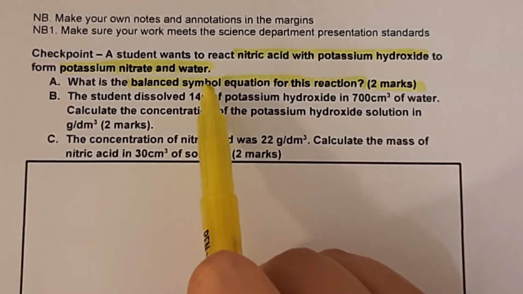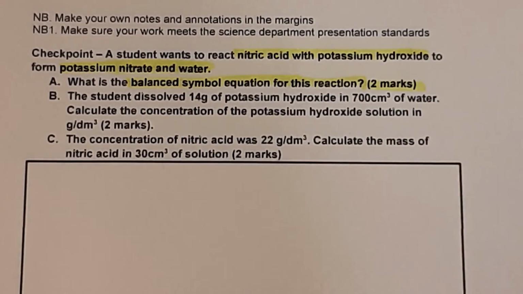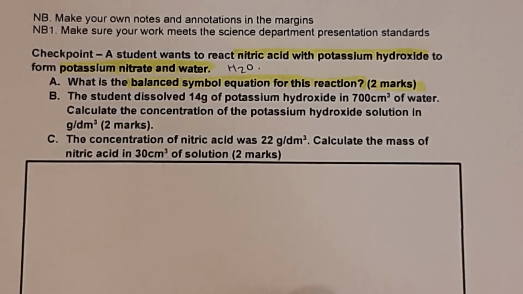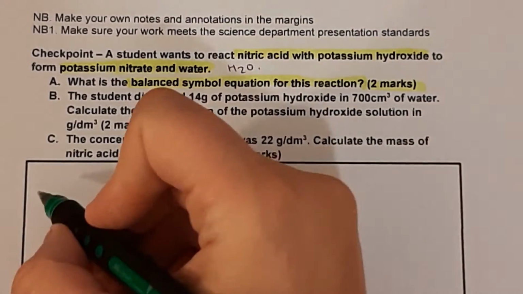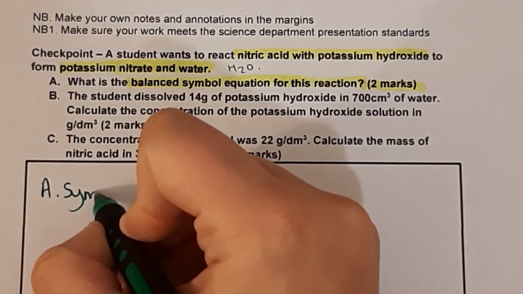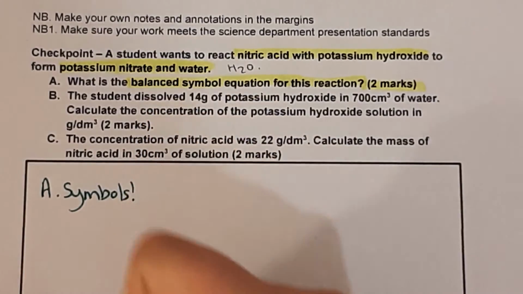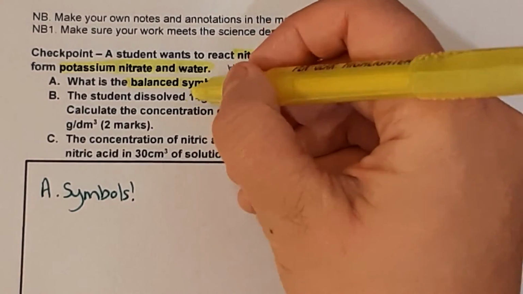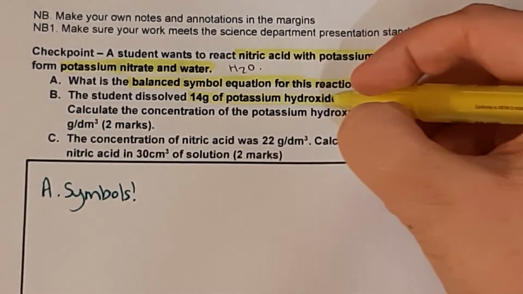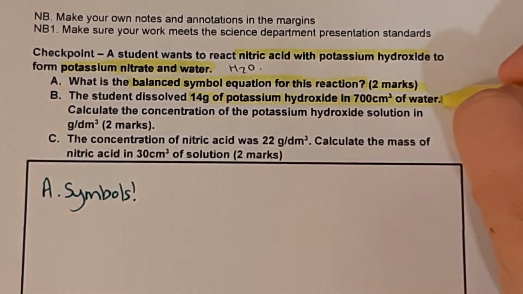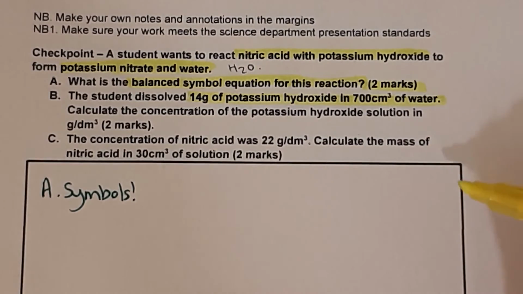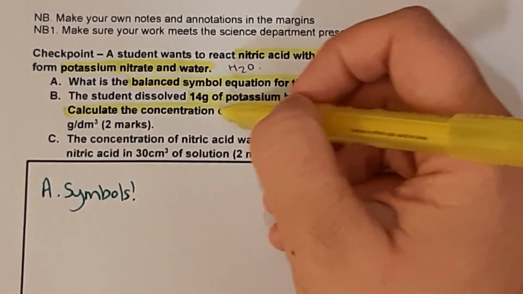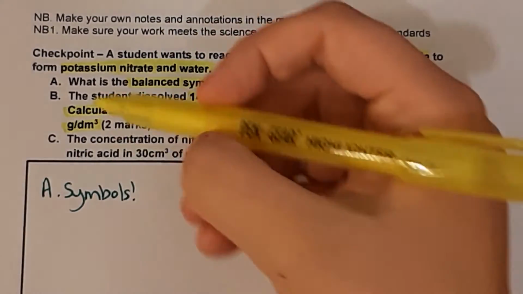For question A, you'll need to make sure you're writing that in symbols. So, for example, the symbol for water is H2O. Okay, so make sure you use the symbols for your first question. Question B. A student dissolved 14 grams of potassium hydroxide in 700 centimetres cubed of water. Calculate the concentration of the potassium hydroxide solution in grams per decimetre cubed. And that is worth 2 marks.